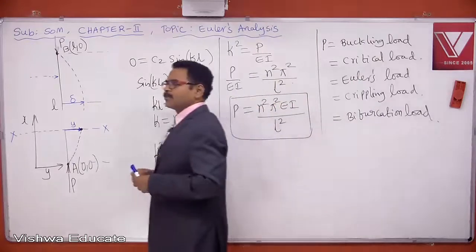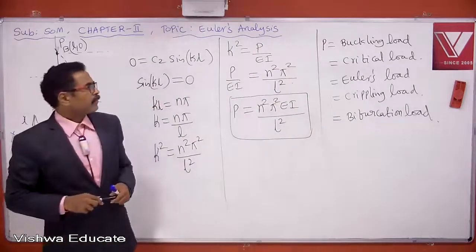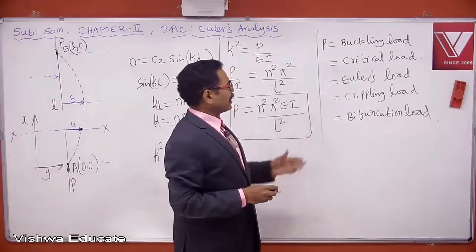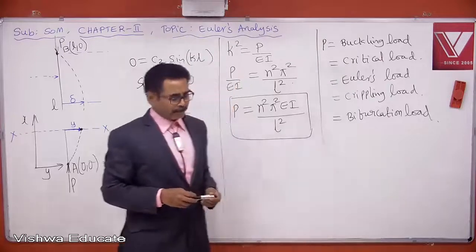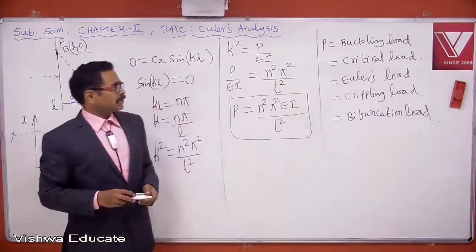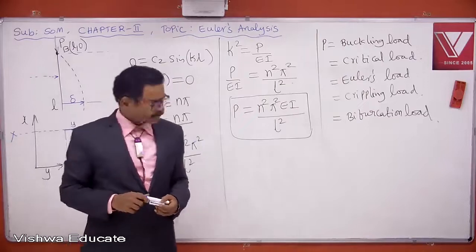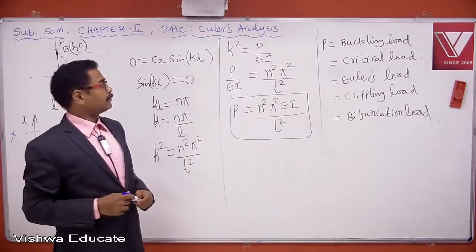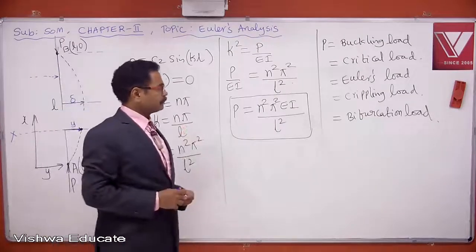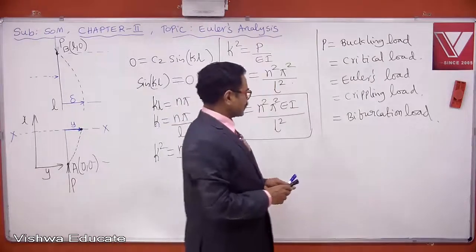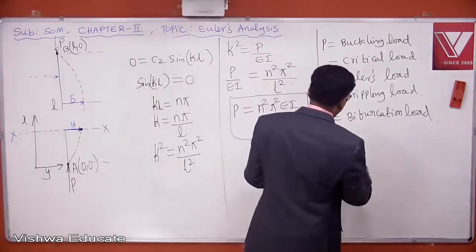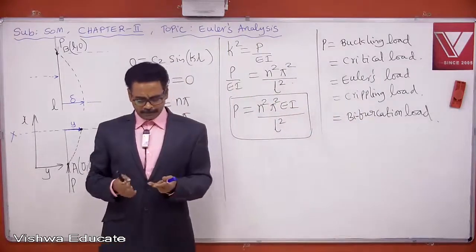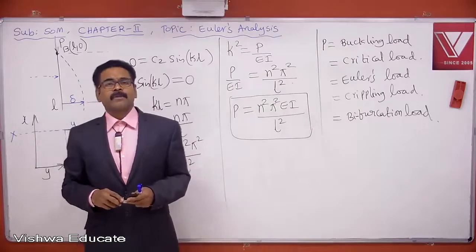In GATE exam, they may use any of these words. So P is buckling load or critical load or Euler's load or crippling load or bifurcation load. Please copy all these things. You may put a small gap here. Bifurcation load.